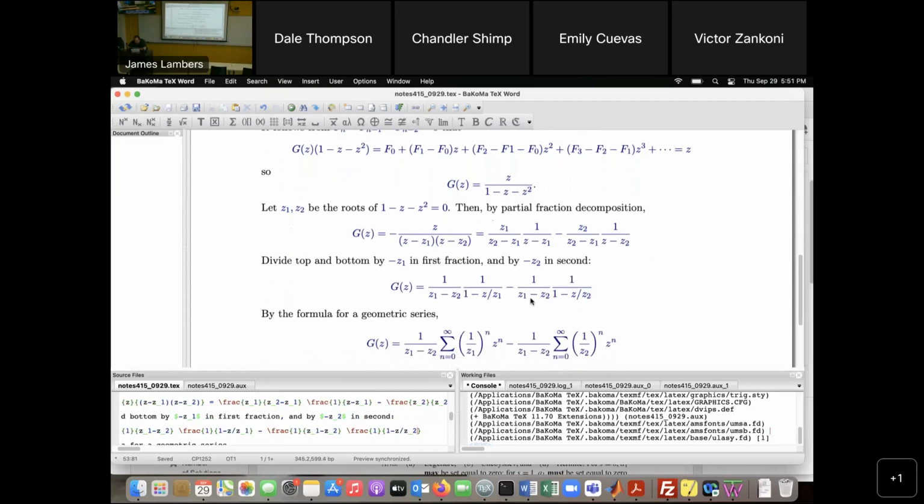Because I can use a formula for the sum of a geometric series. So this right here is the sum of the geometric series z over z1 to the nth power. And then this fraction is the sum of the geometric series z over z2 to the nth power. But what I've done is I've written it in such a way that z to the n and then 1 over z1 to the n are written separately.